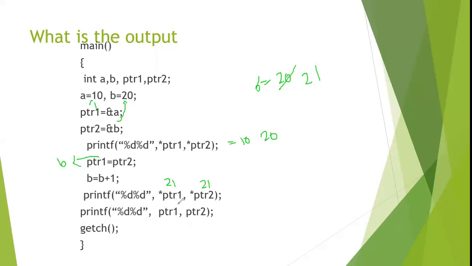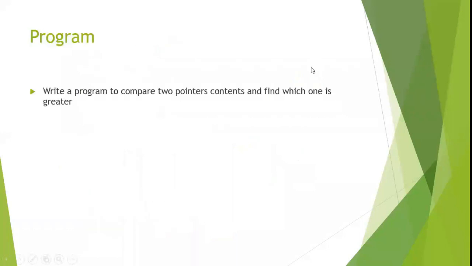And printf P1, P2. So let's suppose B is stored at memory location 2402, right? So this will be 2402, and P2 will also be 2402. I hope it's clear to all. Let's move to next.